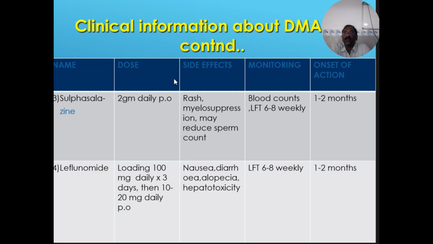I start 500 milligrams OD for the first 1 week. Then 500 milligrams BD the next week. 500 milligrams TID the third week, and continue 500 milligrams TID if you are happy with the 1500 milligram dosage. If you need 2 grams, then you can make it 1 gram BD on the 4th week. Leflunomide. Earlier we used to give a loading dose of 100 milligrams, but now no loading dose, only 10 milligrams.